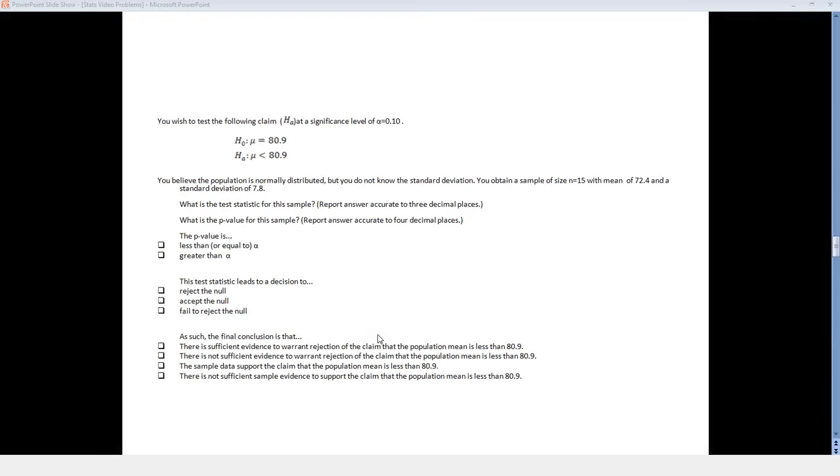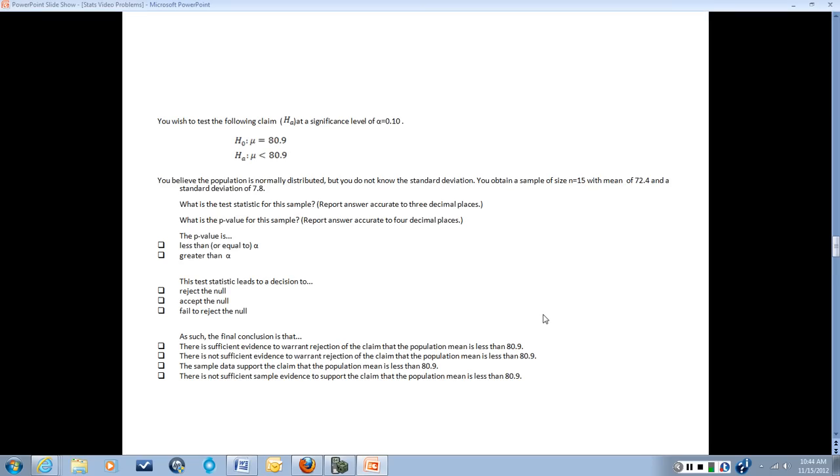You wish to test the following claim at a significance level of alpha equals 0.10. The null hypothesis is that the mean is 80.9. The alternative hypothesis is that the mean is less than 80.9. You believe the population is normally distributed, but you do not know the standard deviation. You obtain a sample of size n equals 15, with a mean of 72.4 and a standard deviation of 7.8.